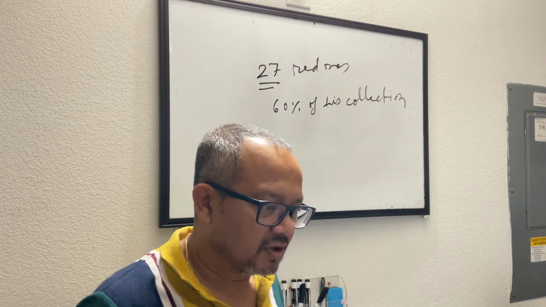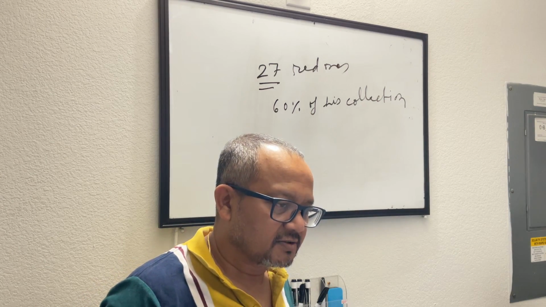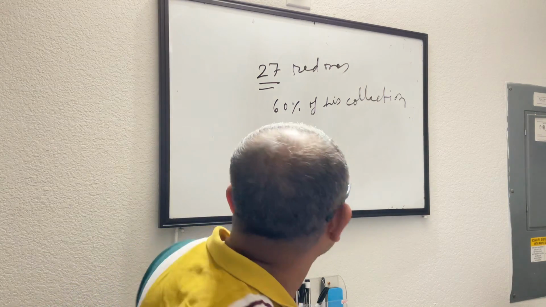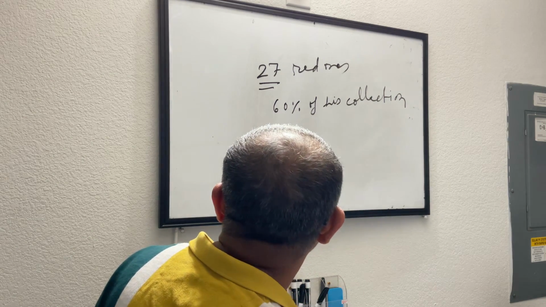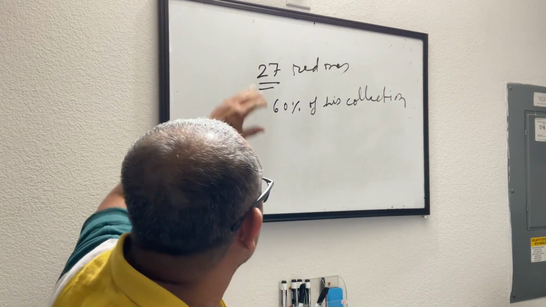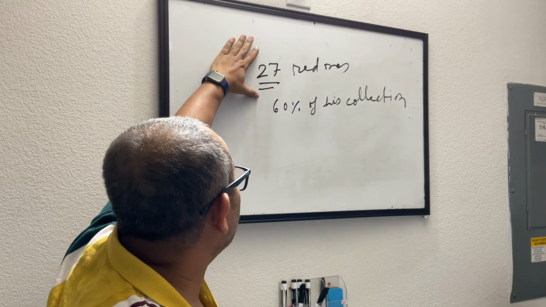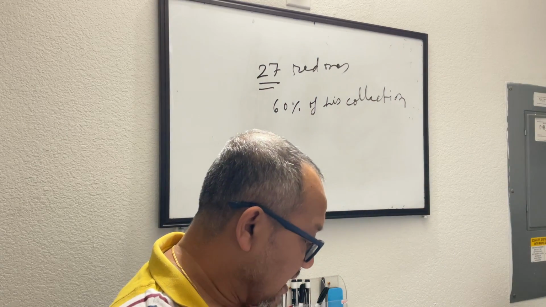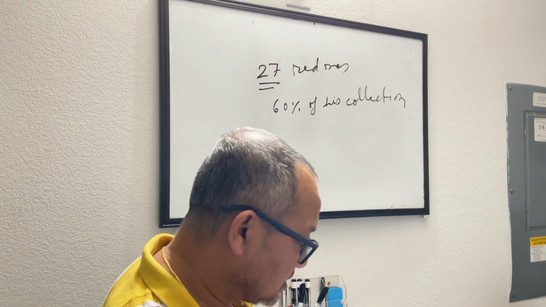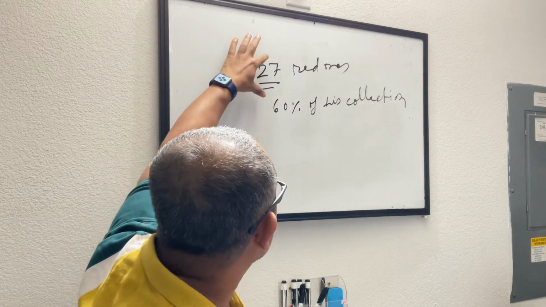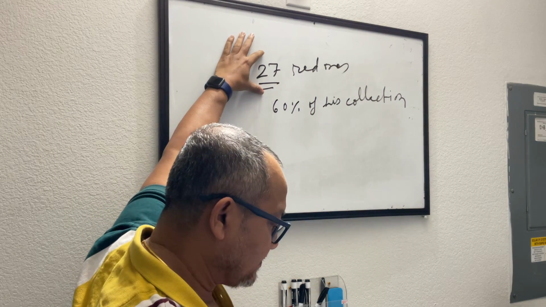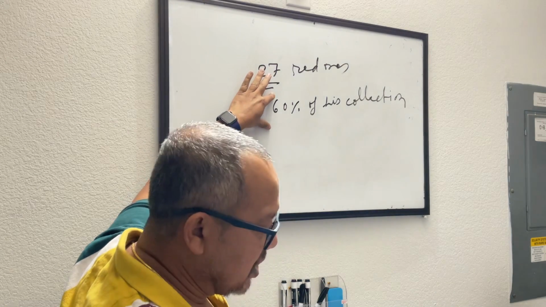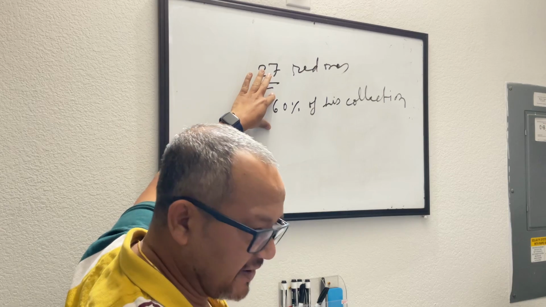Okay. How much is it? Wait, what was the question again, sir? Samuel has 27. Okay, let me read it. Samuel has a collection of toy cars. His favorite cars are 27 red ones, which make 60% of his collection. How many toy cars does Samuel have?